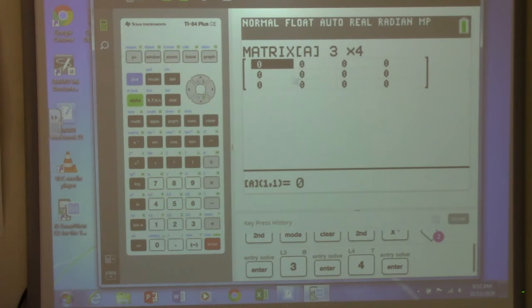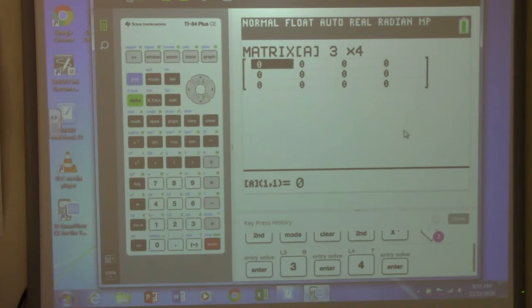Now if you have a CE like I do, all these rows, by the way, these are 3 rows and 4 columns. That's what 3 by 4 stands for. And if you have a TI-84 Plus, your final column might be off the page over here. Do you see that? A little bit, yeah. And so what we're going to do is enter the numbers for number 6.